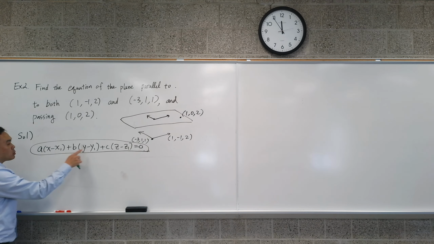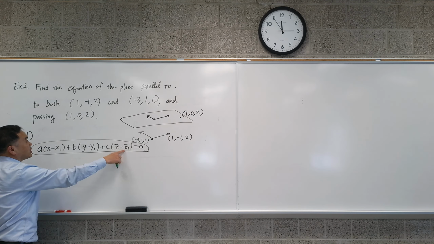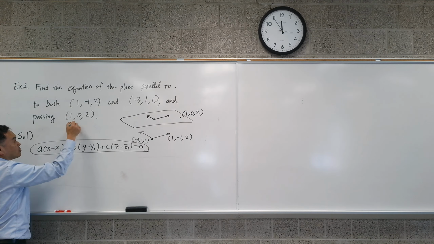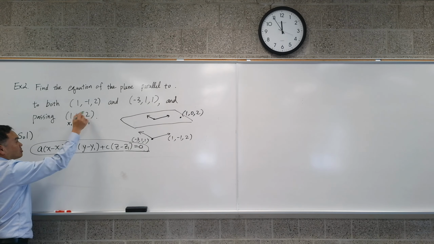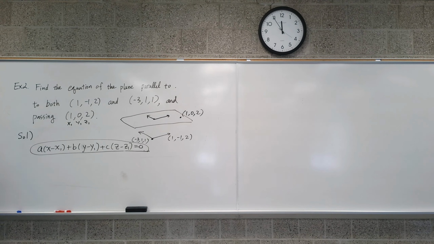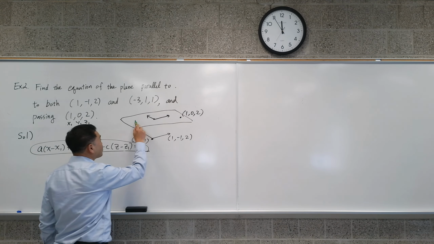Where x1, y1, z1 is a point on the plane, and that's already given to us, so we can think of x1, y1, z1 as this one. And what's the meaning of ABC? Yeah? It's the vector that's parallel to? No. It's the normal vector. ABC is the normal vector, which is the perpendicular vector.